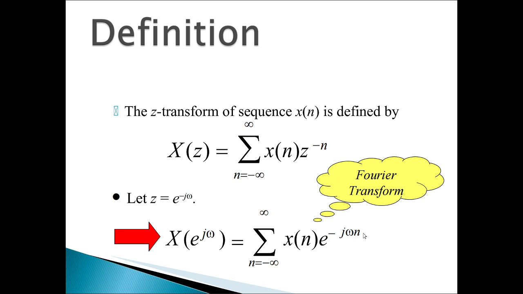As we have discussed for the Laplace transform, there are two types of Laplace transform: one is unilateral, another one is bilateral. If the Laplace transform is taken from 0 to infinity, or from minus infinity to 0, then that is called the unilateral Laplace transform. If the Laplace transform exists from minus infinity to plus infinity, then that is called the bilateral one. In the same way, there are two types of Z transform: one is the bilateral Z transform, another one is the unilateral Z transform.